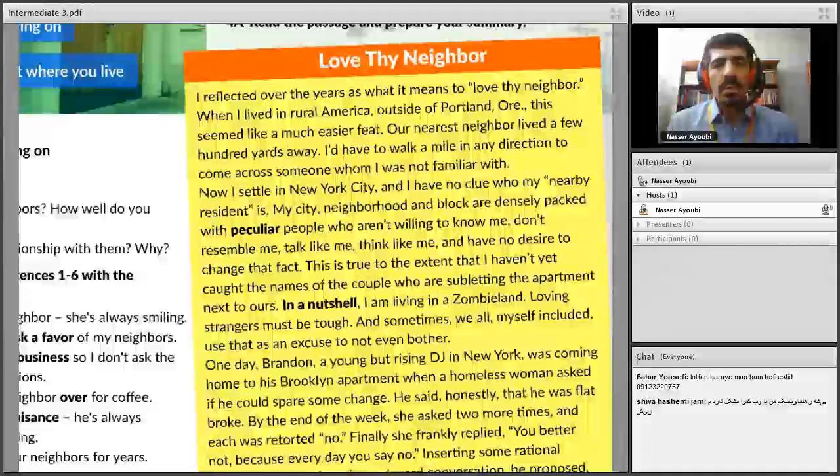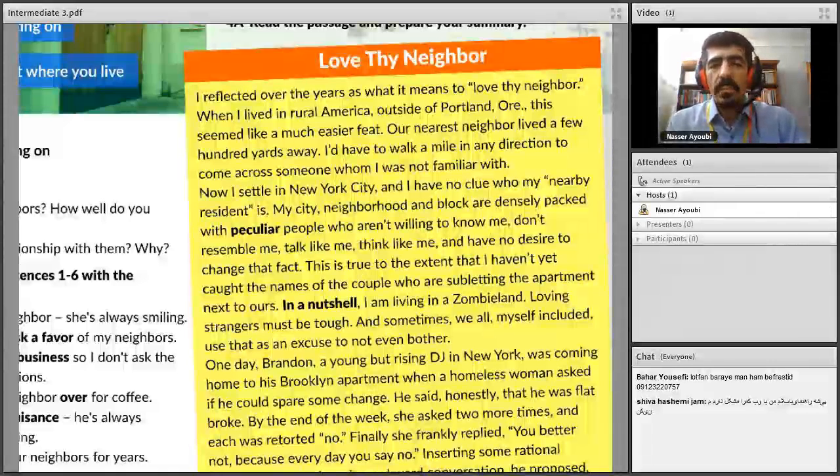When I lived in rural America outside of Portland, Oregon, this seemed like a much easier feat. When I used to live in rural America, in the American countryside, outside of Portland, Oregon. Portland is a city which is located in Oregon. Oregon is a state. This seemed like a much easier feat. This refers to loving your neighbor. What feat means, if you remember, is impressive achievement.